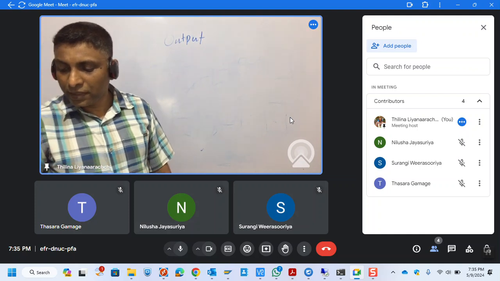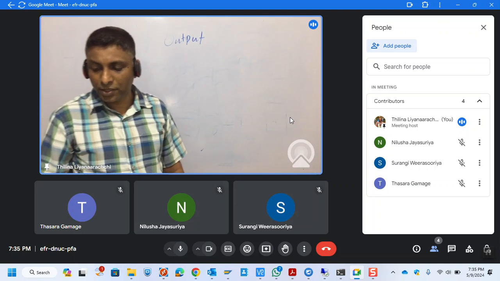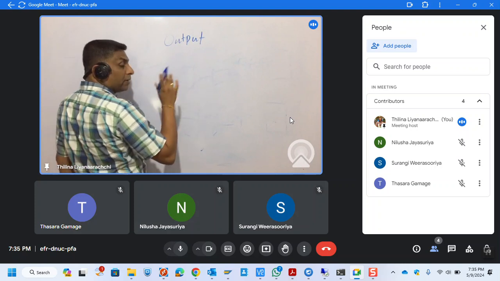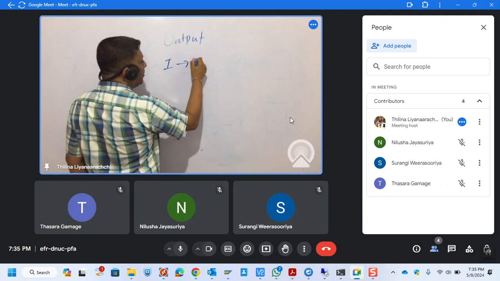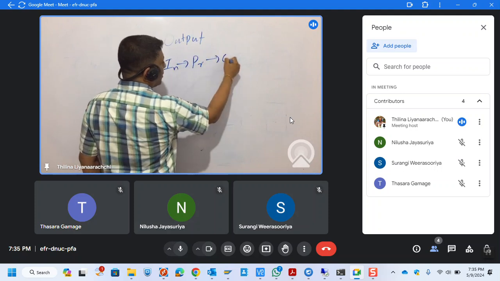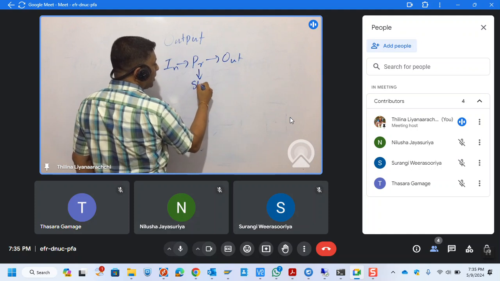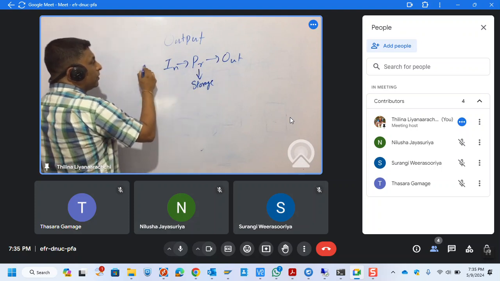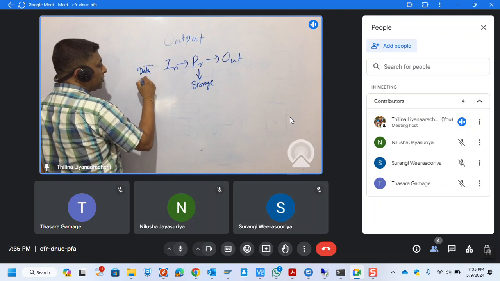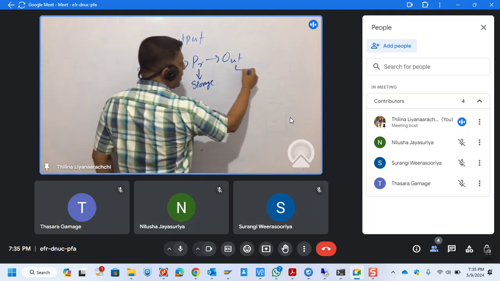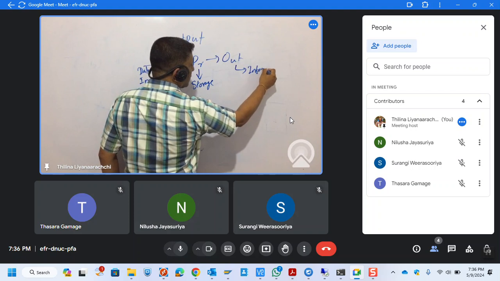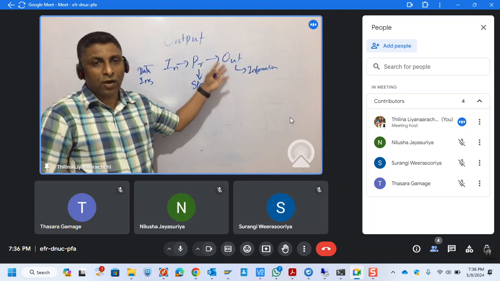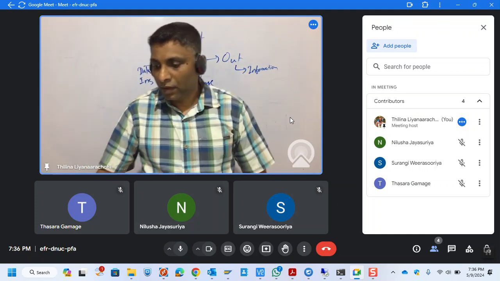There are several methods of producing the processed information by a computer system. What is processed information? Remember our IPO cycle: input, process, output, and here we have storage also. So we input basically data and instructions, and we take output as information.